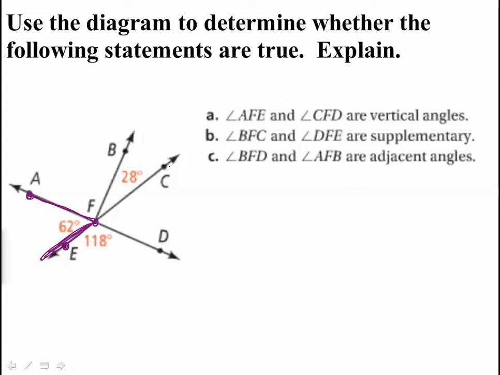Angle CFD is on the right. Notice that angle AFE and angle CFD form an X. We also notice that the rays of angle AFE and the rays of angle CFD are opposite rays. FA and FD are opposite rays. FE and FC are opposite rays. So these are vertical angles. So yes, the sides are opposite rays.